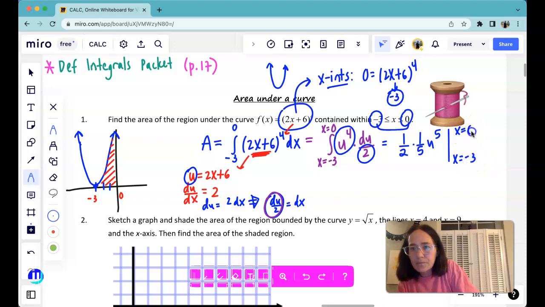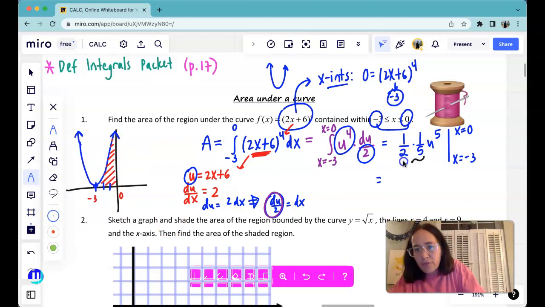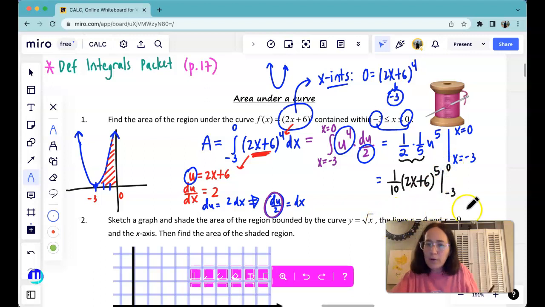Okay, so now might be a good time to get this problem back in terms of x, so we can do that plug-in. So we have the fraction 1/10. What is u? 2x plus 6. So 2x plus 6 plugged back in to the fifth power, and then evaluate it from -3 to 0. Last part's the plug-in.